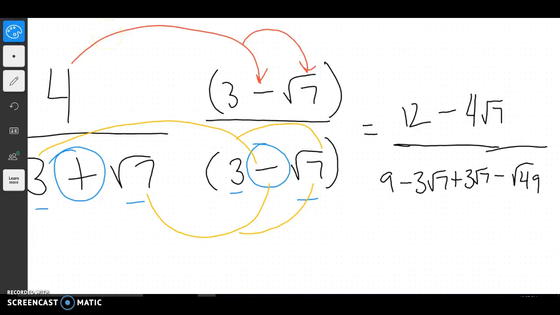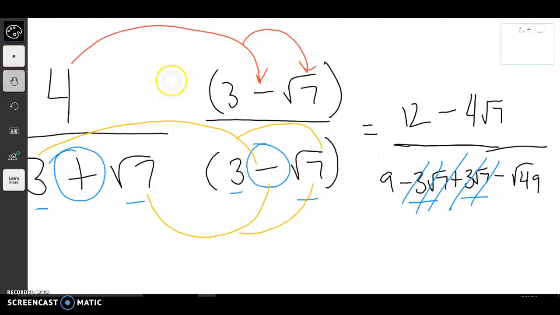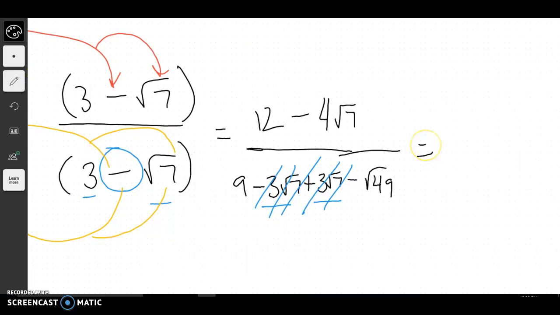Now, once I've got it to here, I'm going to look through this. And when I look through this, I go, oh, this is why this works. I have a negative 3 radical 7 and a positive 3 radical 7. Well, what are those things going to do? They have to cancel out. So they cancel out, leaving me with my bottom to be 9 minus radical 49.